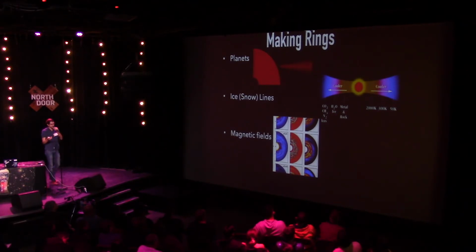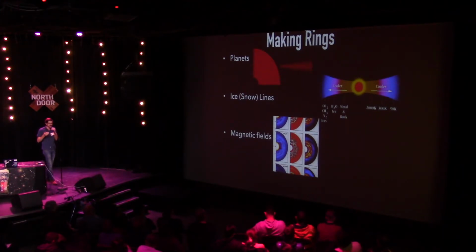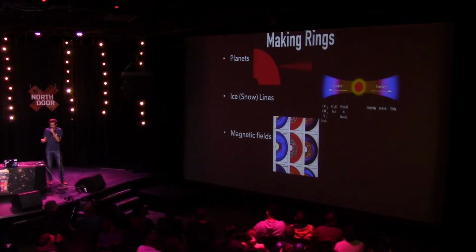So those are where it's colder as you move out through the disk. And so there are places where things like H2O or carbon dioxide can move from the gas phase to the solid phase, and that can change the way that that dust fragments and combines. And then magnetic fields can also create pressure in the disk. But I would say that planets are the most flexible explanation that we've come up with to describe what we've seen so far.